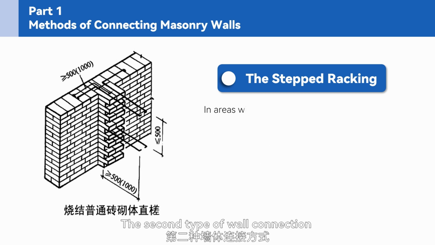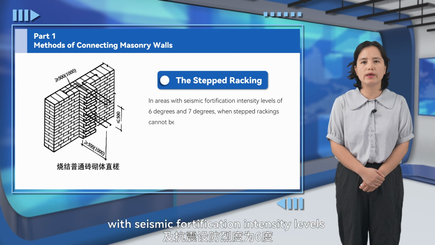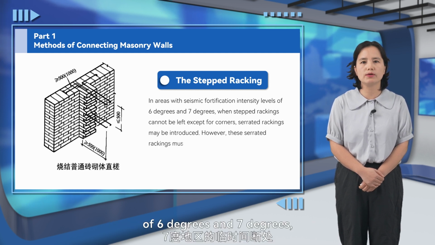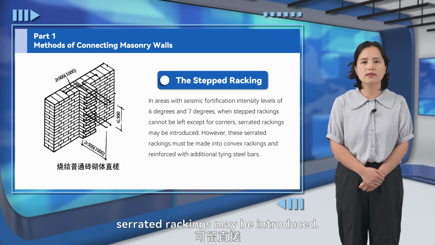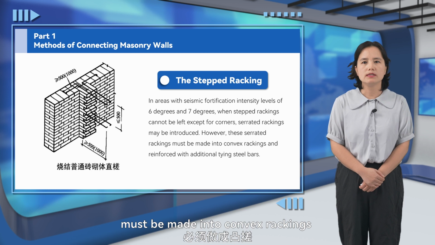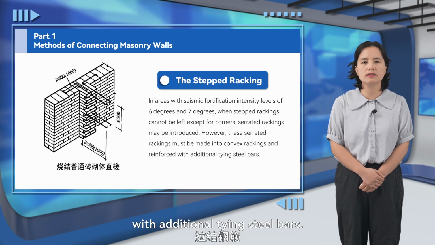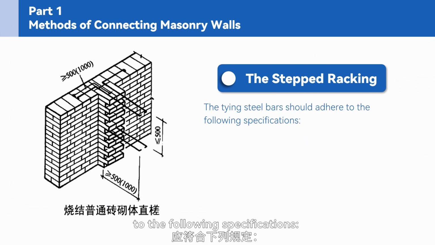The second type of wall connection is the serrated racking. In areas with seismic fortification intensity levels of 6 degrees and 7 degrees, when stepped rackings cannot be left except for corners, serrated rackings may be introduced. However, these serrated rackings must be made into convex rackings and reinforced with additional tying steel bars. The tying steel bars should adhere to the following specifications.